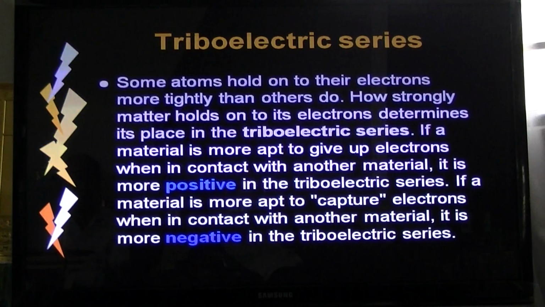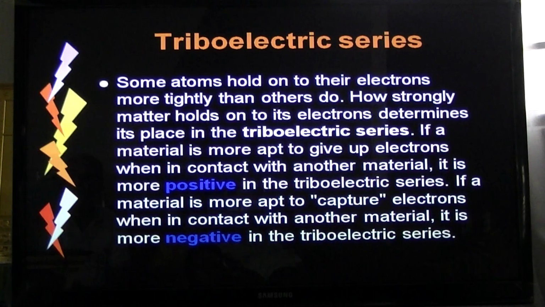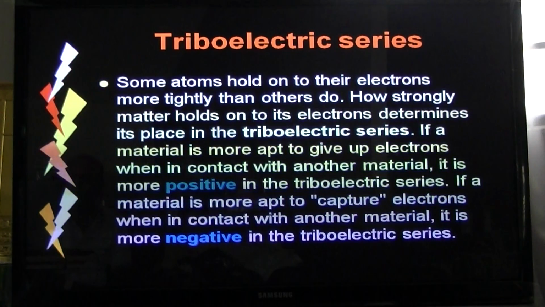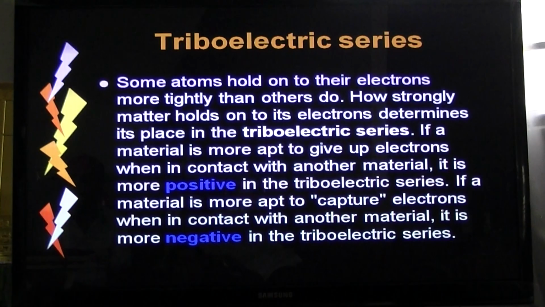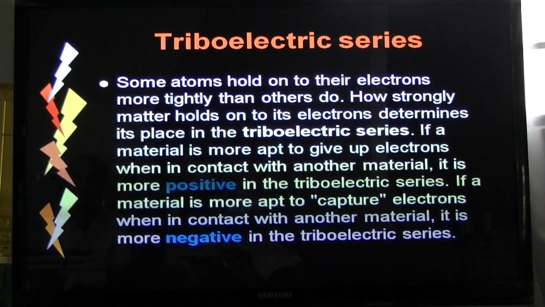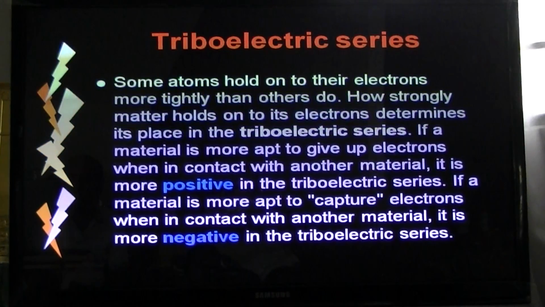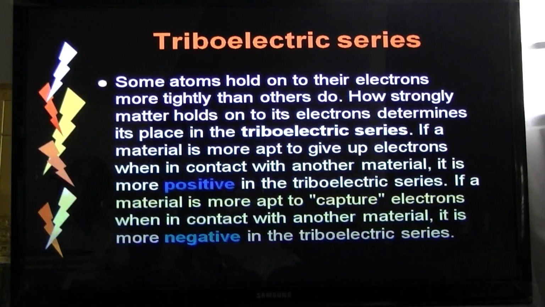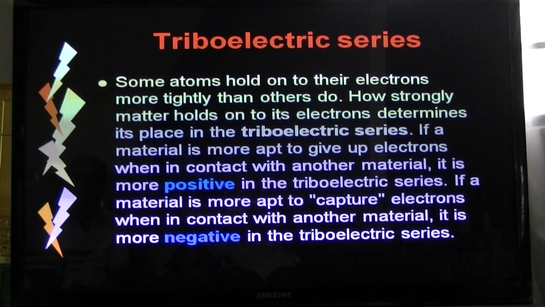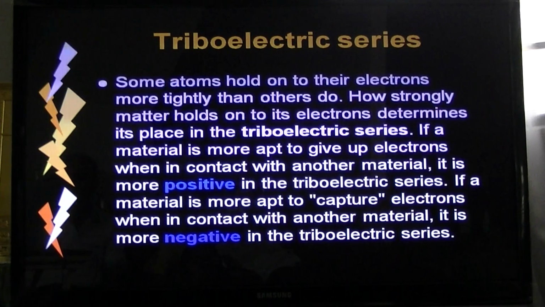Triboelectric series. Some atoms hold on to their electrons more tightly than others do. How strongly the matter holds on to electrons determines its place in the triboelectric series. If a material is more apt to give up electrons when in contact with another material, it is more positive in the triboelectric series. If a material is more apt to capture, meaning grab, more electrons when in contact with another material, it is more negative in the triboelectric series.